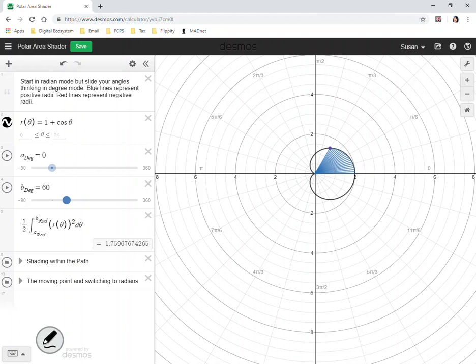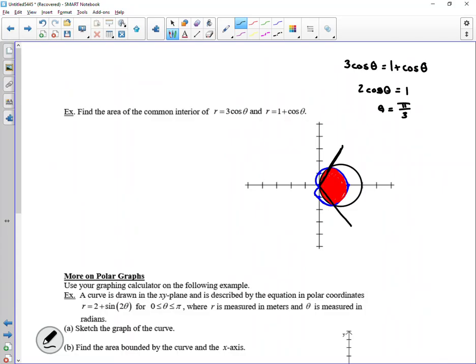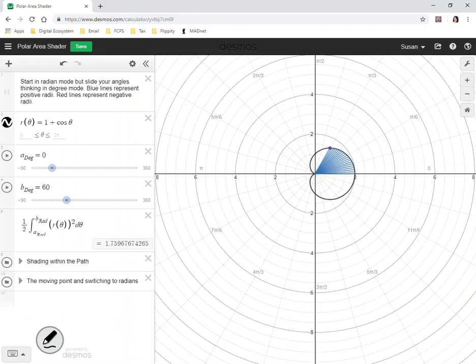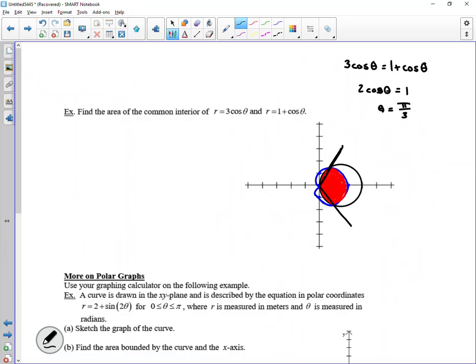What would you prefer? Isn't there still area in the negative pi? Yes, yes, yes. We'll get to that in a minute. What do you want to do? Negative pi over 3. Okay. So we'll go negative pi over 3 to pi over 3.